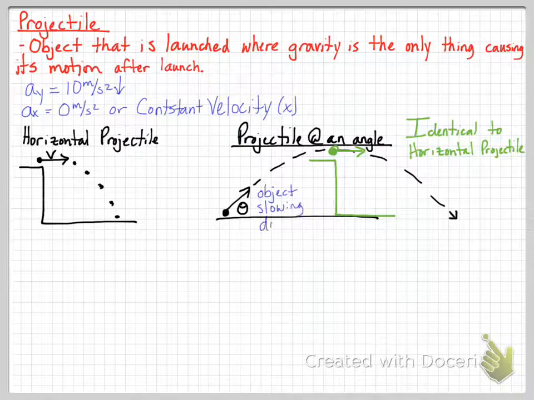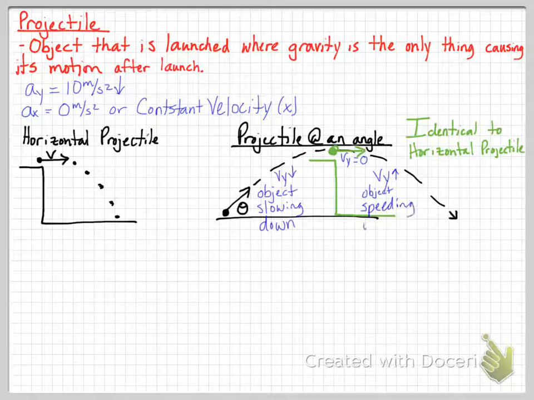Now on the way up on a projectile at an angle, the object is slowing down. So velocity in the y direction is decreasing, and the velocity hits 0 at the top, and then the velocity in the y direction is increasing, so the object is speeding up. My arrows here are talking about the velocity speed, not necessarily the direction that the velocity vector is going.